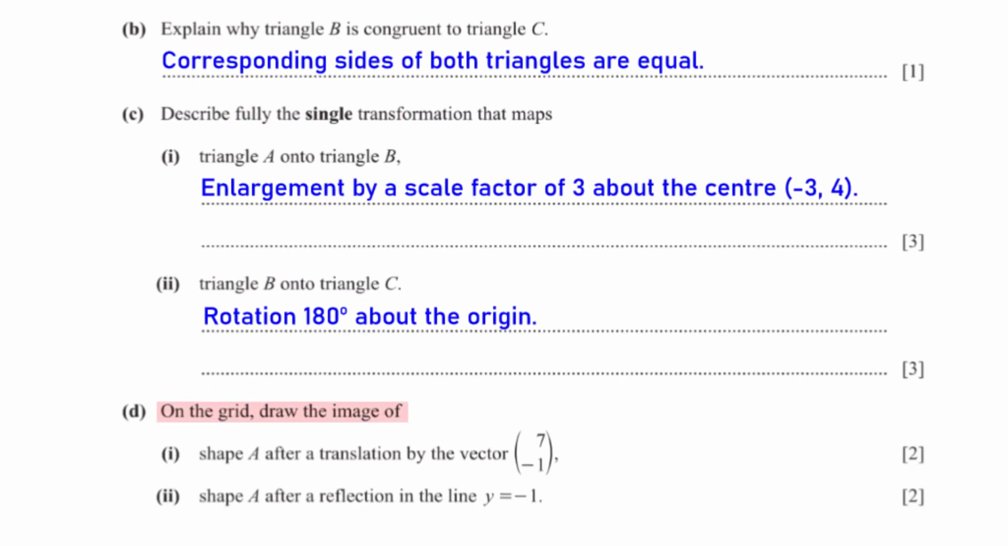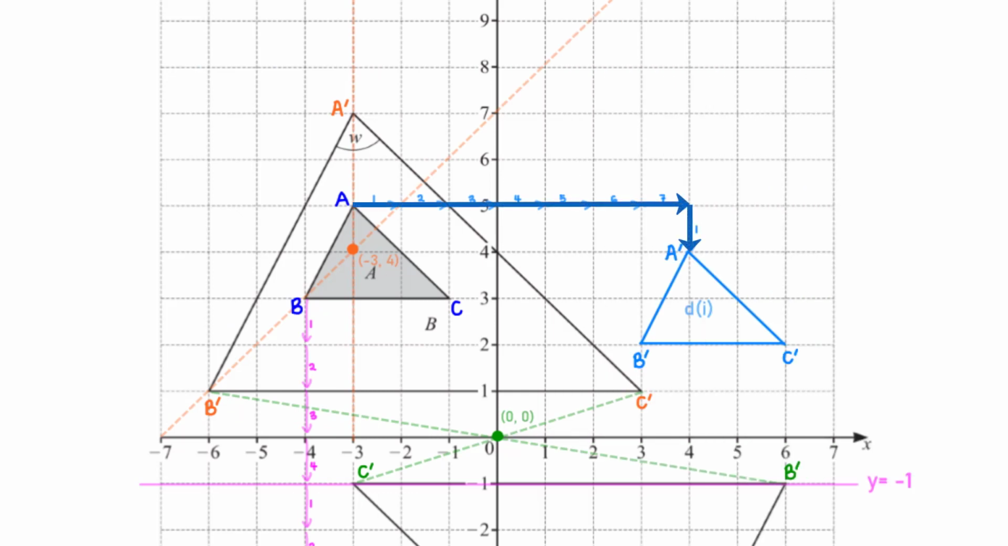On the grid, draw the image of shape A after a translation by the vector 7, -1. For this translation, the translation vector dictates that we move each of the vertices of triangle A 7 units to the right and 1 unit downwards. On the grid, the movement for point A has been shown. After repeating the same process for points B and C on the triangle as well, we are able to map out the translated image of triangle A.